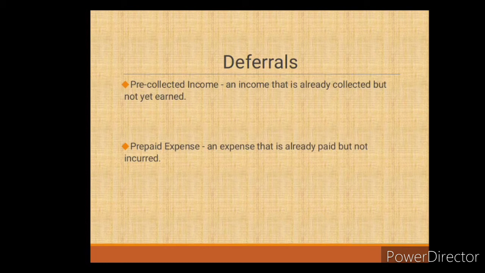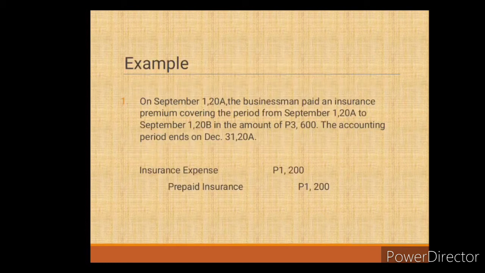Pre-collected income is an income that is already collected but not yet earned. And a prepaid expense is an expense that is already paid but not yet incurred. Example: on September 1, 2008, the businessman paid an insurance premium covering the period from September 1, 2008 to September 1, 2009 in the amount of 3,600. The accounting period ends on December 31, 2008.